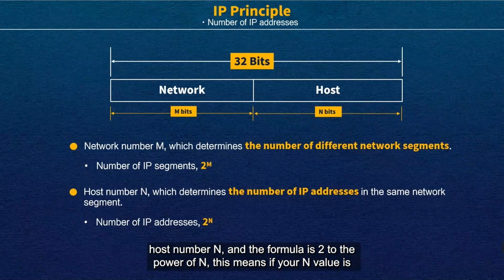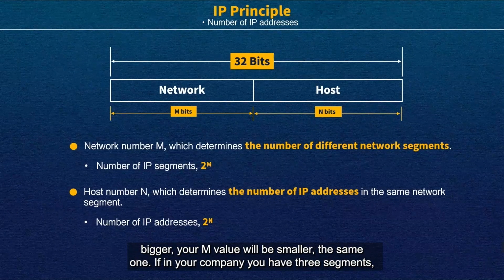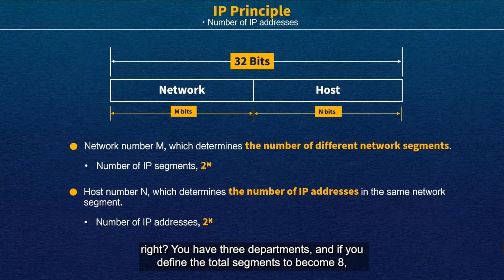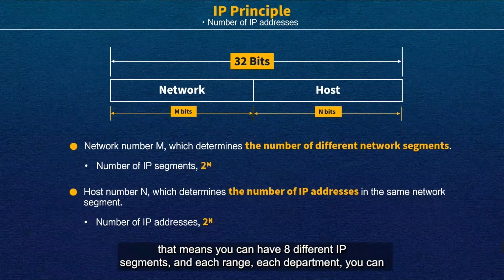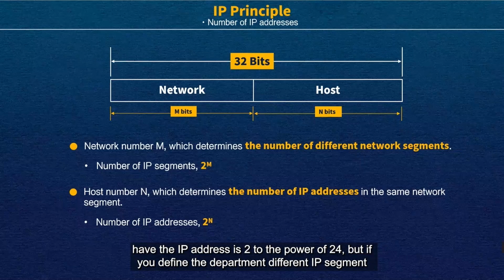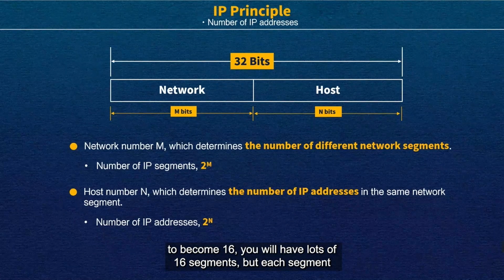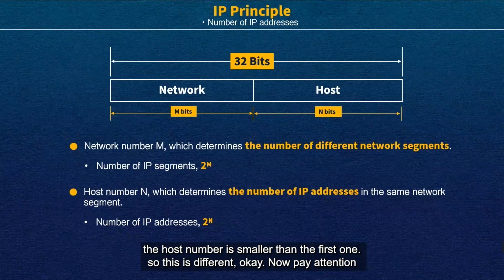That means if your n value is bigger, your m value will be smaller. The same one, if in your company you have 3 departments, right? And if you define the total segments to become 8, that means you can have 8 different IP segments, and each department can have 2 to the power of 24 IP addresses. But if you define the different IP segments to become 16, you will have lots of different segments, but in each segment, the host number is smaller than the first one. So this is different.